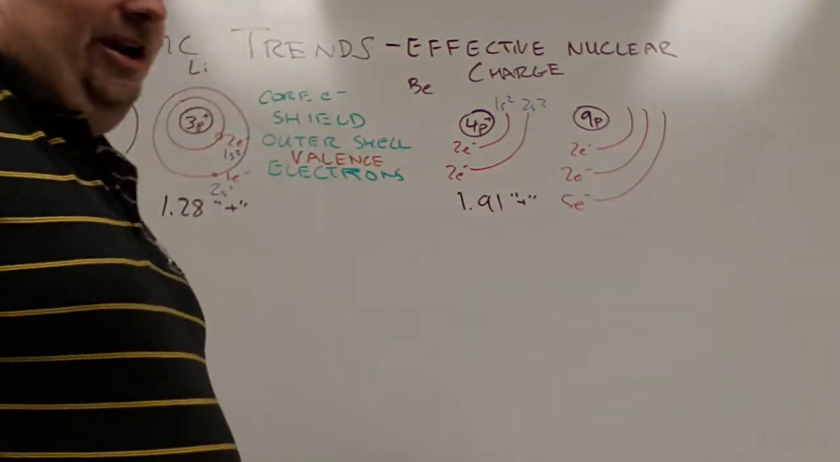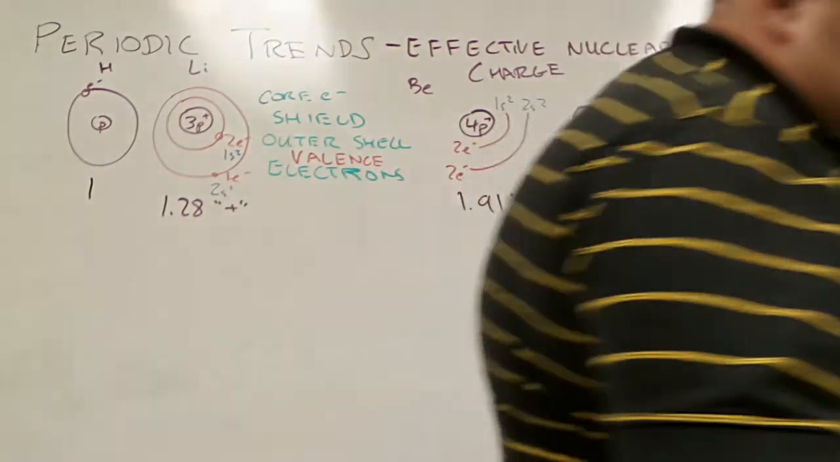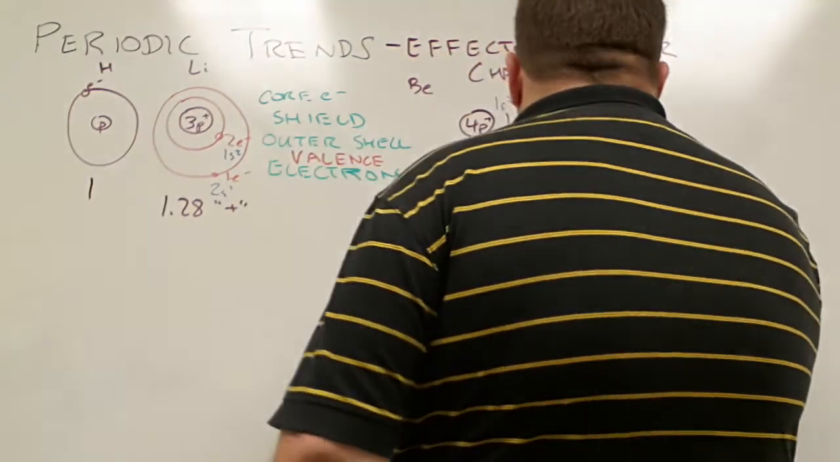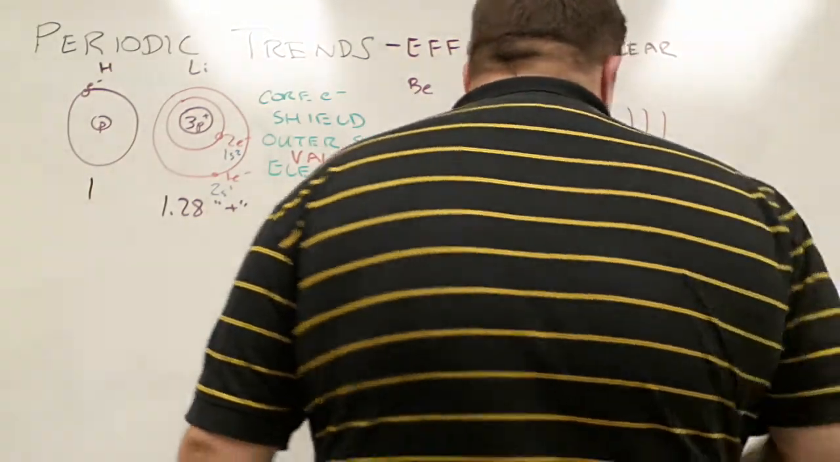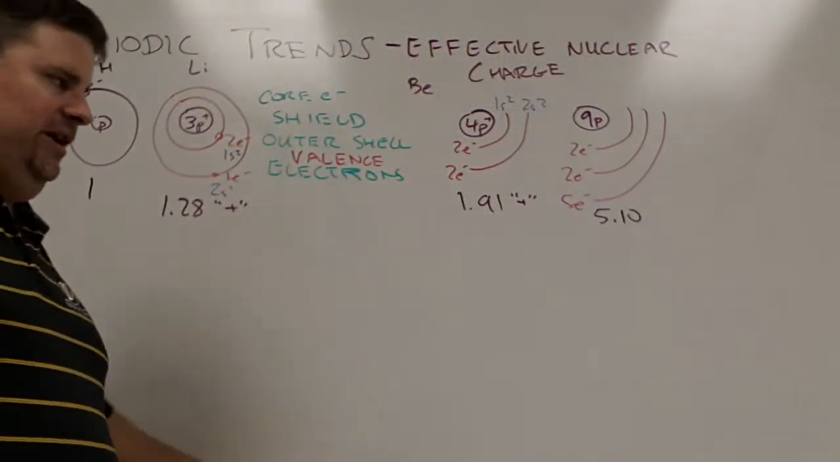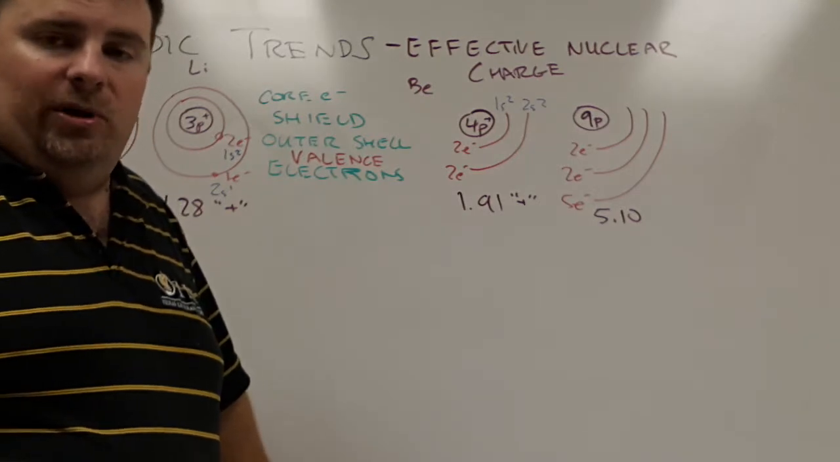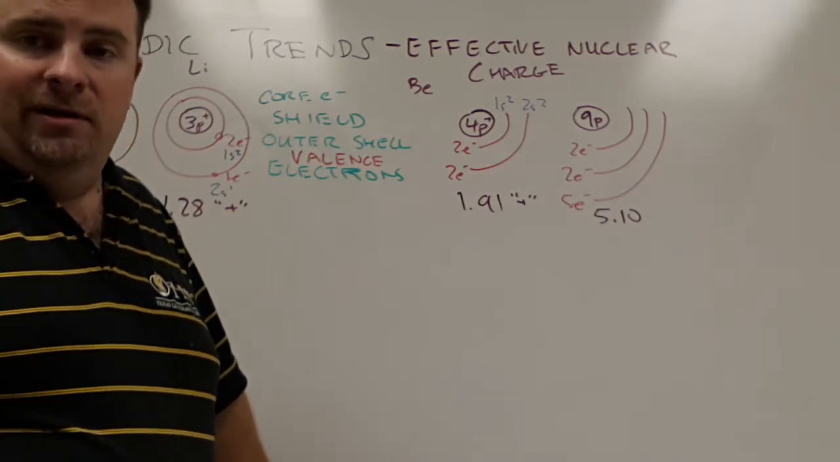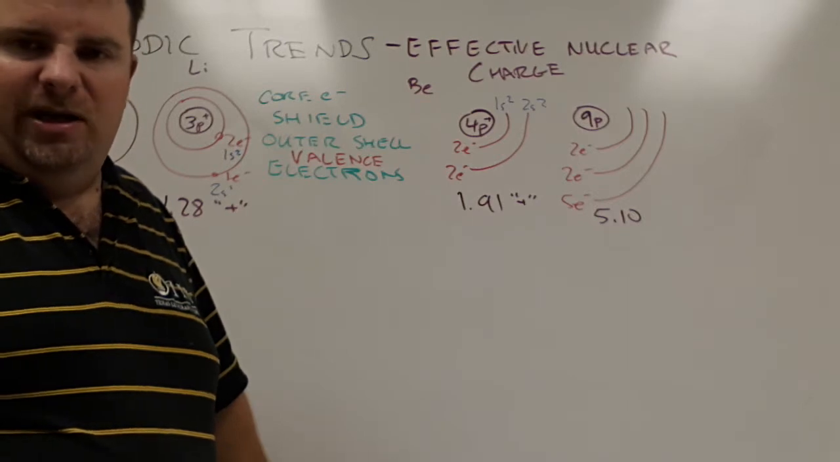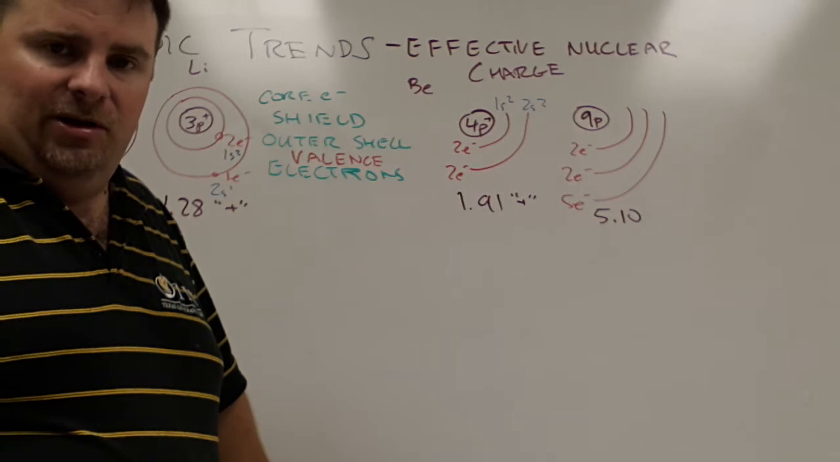Now notice what's going to happen. As I've got 9 electrons there, what happens to the effective nuclear charge? The effective charge drops down to 5.10. That's a significant drop. That means those outer shell electrons are really being shielded by the core electrons from the nucleus. And this is a trend that we end up seeing. This is an important trend because it kind of drives all the other trends on the periodic table.